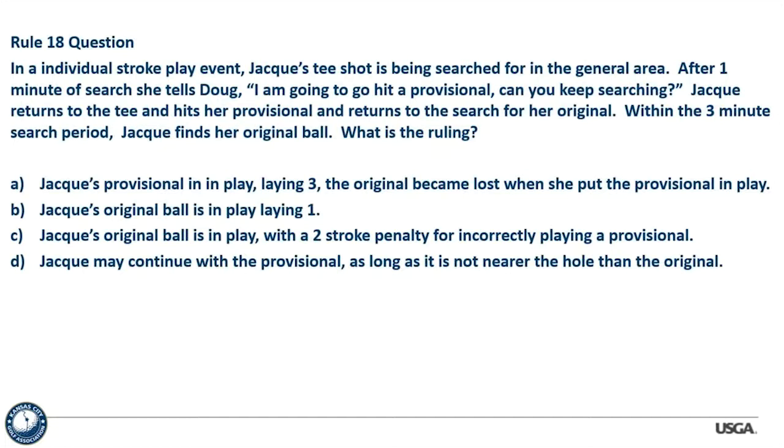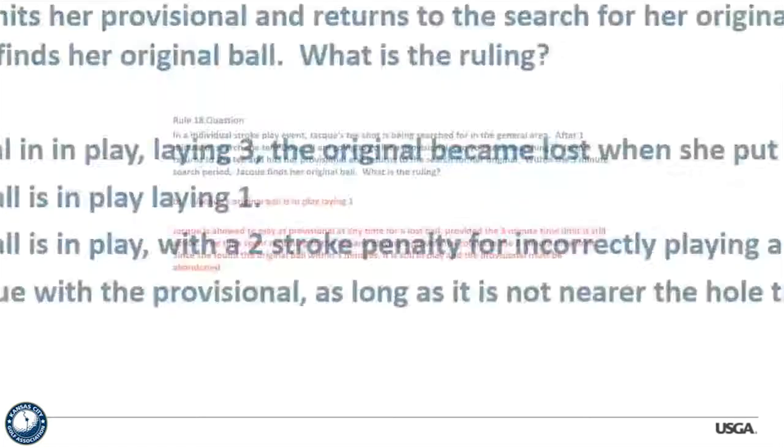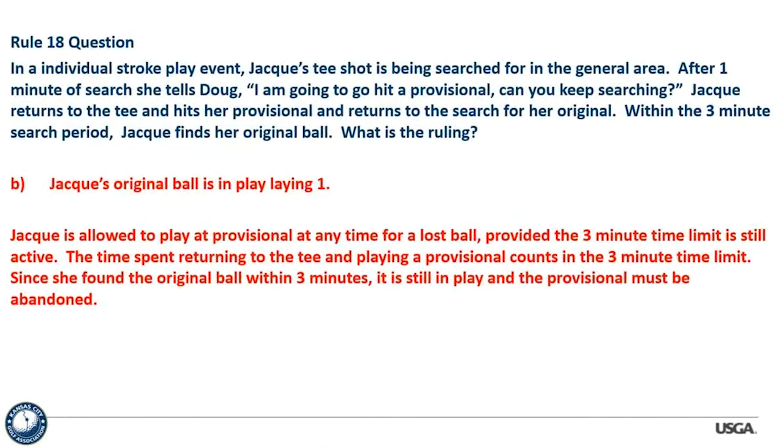Well, this is a new ruling from what it used to be. So once she went forward to look for her golf ball, last year, she couldn't go back and play a provisional. This year she gets to, as long as it's within the 3-minute search time. So the answer is Jackie's original ball is in play, laying 1. Again, you're allowed to play a provisional any time for a lost ball, provided your search time is still active. The time spent returning to the tee and playing a provisional ball counts in the 3-minute time limit because she started searching for her ball.